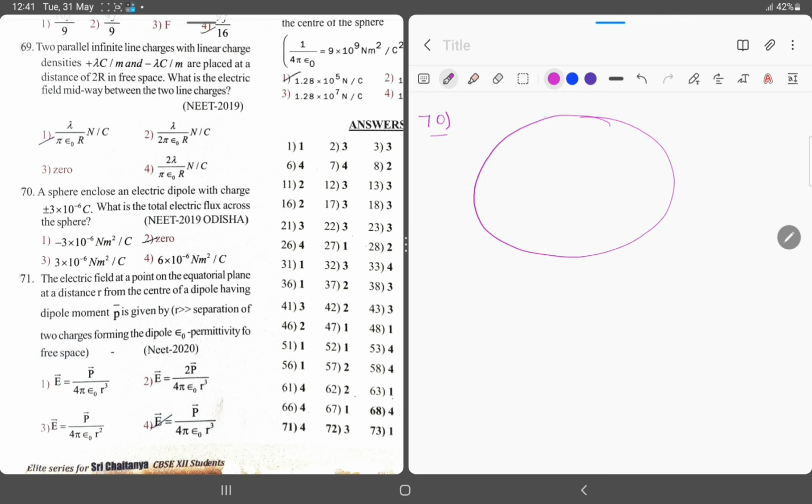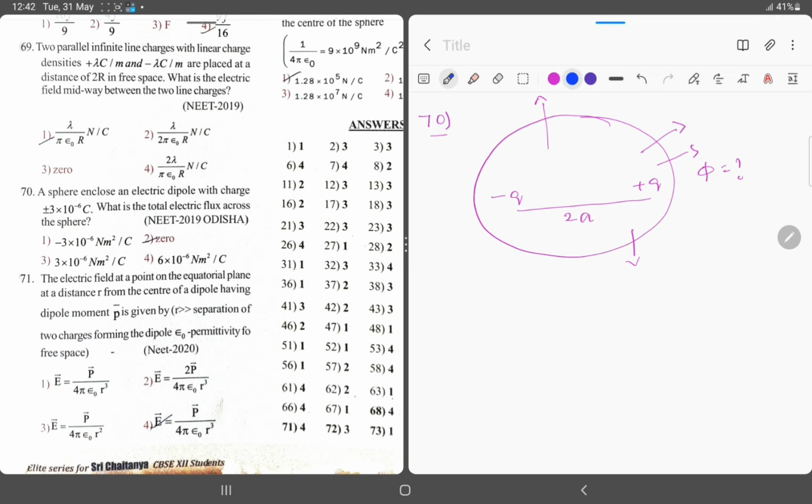Here next, let us see. Let us consider a closed surface, which looks like a sphere. In the closed surface there is a dipole which has a negative charge and a positive charge, both separated by a distance 2a. Here we are to find out the electrical flux which is passing through the closed surface.